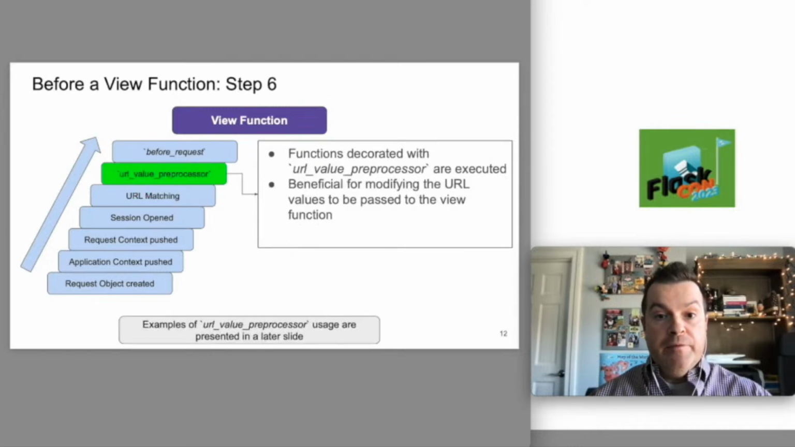All right, the next step is the first of a number of callbacks that we're going to look at throughout this sequence. And this is called URL value preprocessor. So at this point, any functions that are decorated with URL value preprocessor are going to be executed. And this can be really beneficial for modifying the URL values that get passed into the view function. And I will show an example of how to use this callback later in the presentation, as well as all the other callbacks that are mentioned in this sequence.